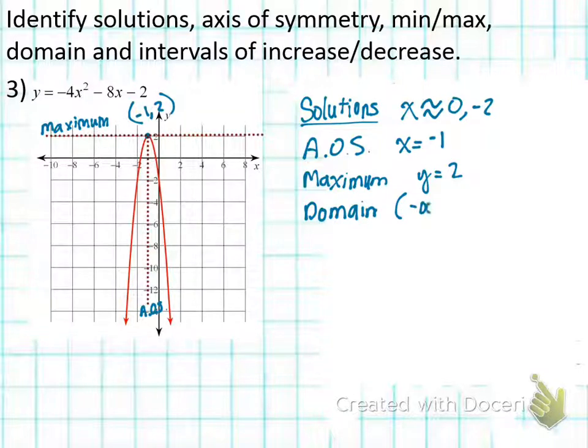Negative infinity to positive infinity. Good. This answer is always the same for quadratic graphs, okay? In Algebra 2, we'll do parabolas. That's different. Looks similar, but it'll be more advanced when you get there. But for now, its domain is negative infinity to positive infinity. Okay? And last thing, what's the last piece of information it's asking for?